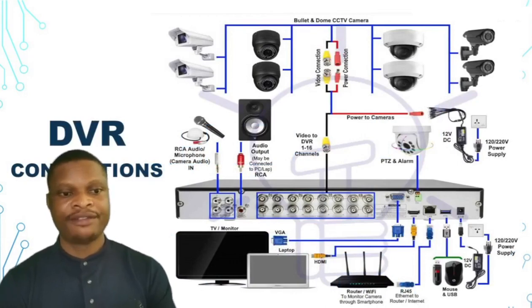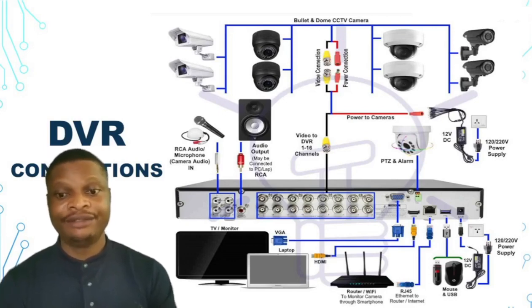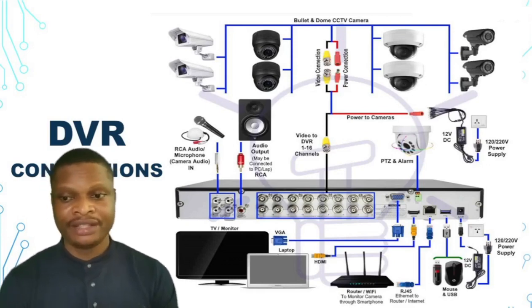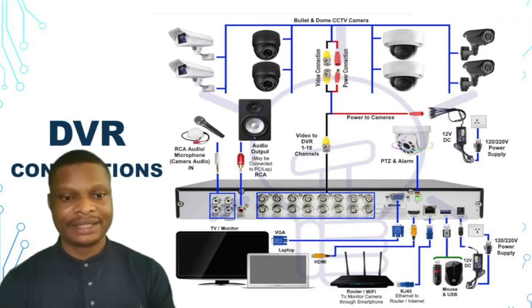Then we have DVR connections. This is the typical connection of DVR to all the ports we've listed. If you look at this diagram very well, you can see you have your cameras, any type of camera, as much as it has connections to the kind of DVR you have. If it's analog, then you get analog camera. And you see how it's being connected in the diagrams. This is your diagram of DVR.